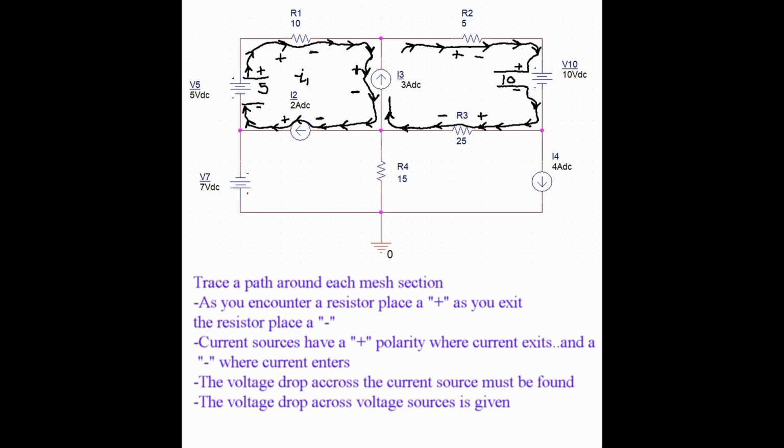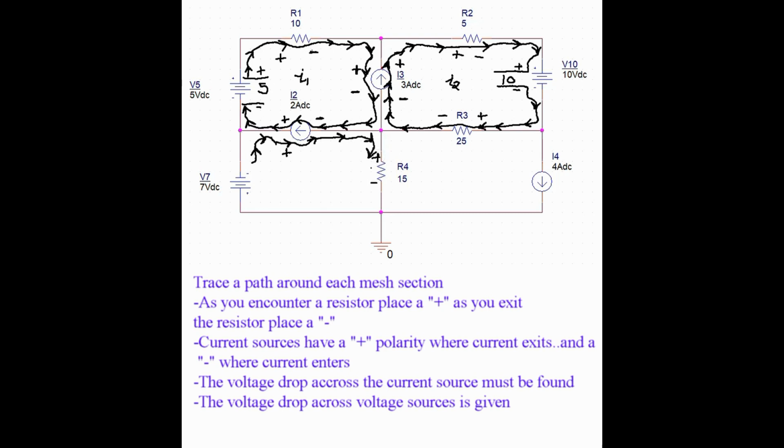So I'm going one mesh at a time. I'm not worrying about what the other meshes are doing. Each mesh current has its own orientation, independent of the others. And it doesn't really matter which way you decide to go as long as you are consistent with how you label the polarity.